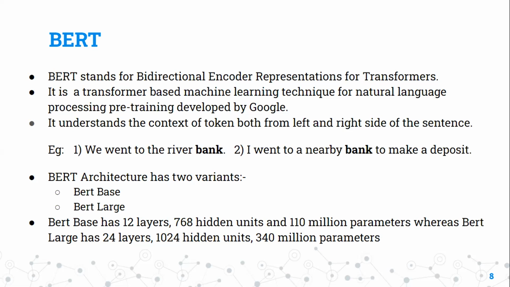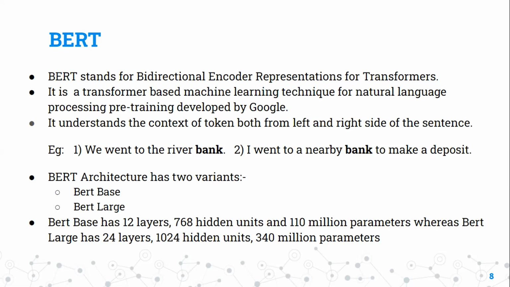Since BERT is bidirectional, it can understand the context of the token from both the right and left hand sides of the sentence. If we consider a few examples: we went to the river bank; I went to a nearby bank to make a deposit. In order to identify which bank, we need a clear-cut understanding of the whole sentence. It may be either the river bank or the money bank.